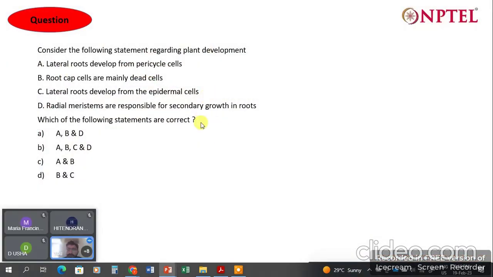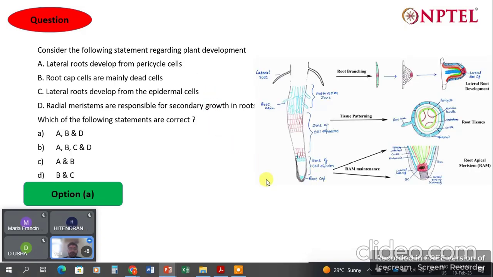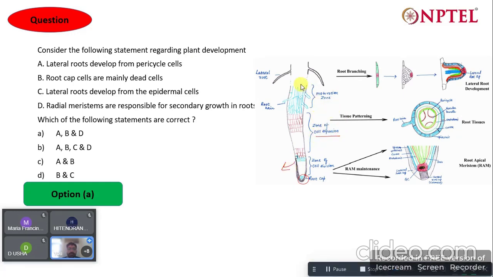Okay, so the correct answer is option A. That means statements A, B, and D are correct. And how? As we know, the root is divided into different zones. First comes the root cap, following which is the zone of cell division, then the zone of cell expansion.